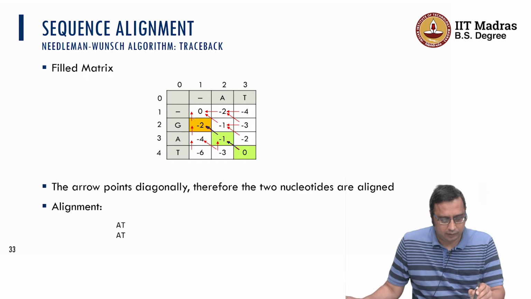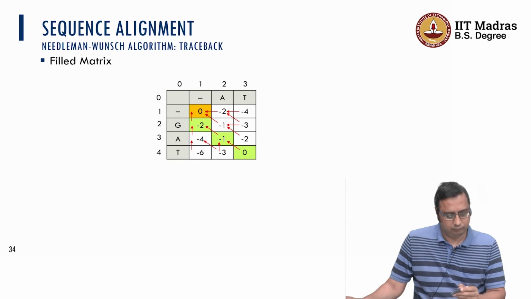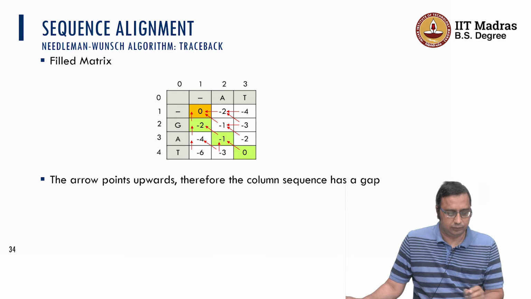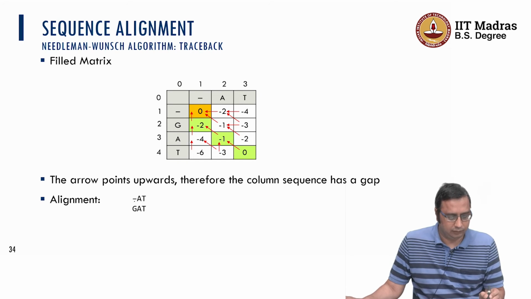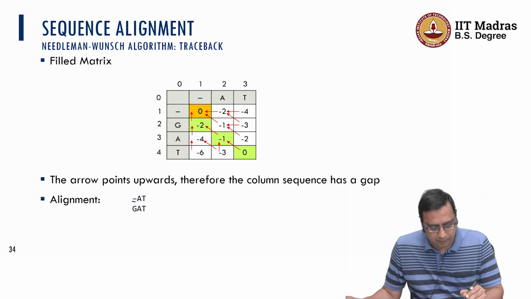Now when we come here, there is only one arrow which remains here. So we have to move here, and we are going to move upward and introduce a gap in the sequence. So again, we have introduced a gap in the top sequence, and that's why we have a gap and the G. Hence we found a path which is optimal here.